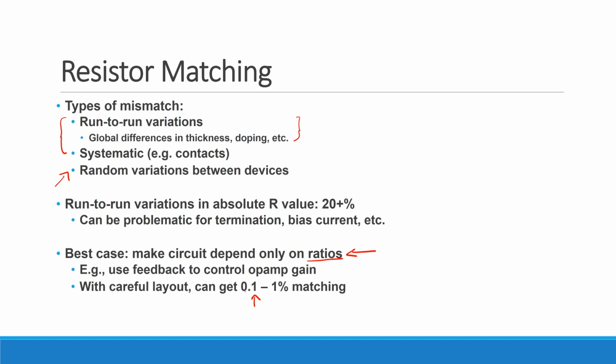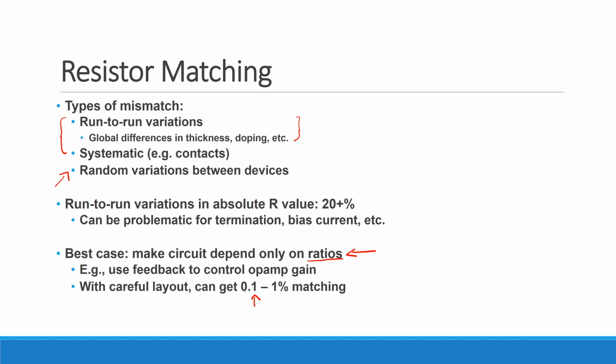Okay? Again, your sort of goal in almost any circuit you're going to be building is to figure out how to make sure it really only depends on ratios of quantities and not on these absolute values. Because if you're stuck with absolute values, trust me, it's almost always the case the variation is way, way bigger than anything you want to deal with.